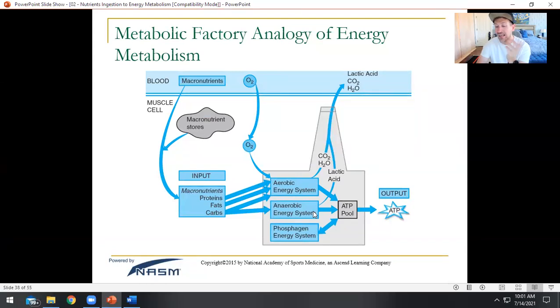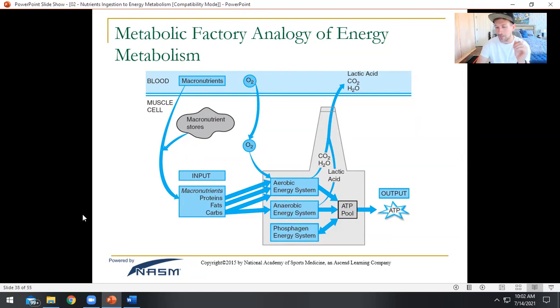And they spit out ATP, but their byproduct is lactic acid, right? That's an anaerobic pathway, no oxygen here. That's why it ferments into lactic acid, because there's fluid in the cell, no actual air.